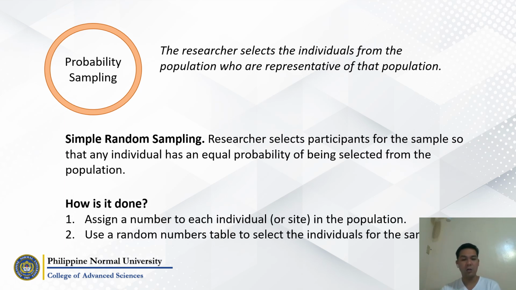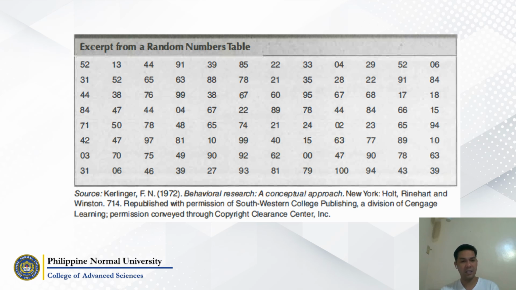To do this, usually the researcher would assign a number to each individual or the site in the population. Then he can create a chart or a table that uses random numbers and select the individuals for the sample. This is an example of a random number table wherein each participant is assigned a unique number, and then the researcher would just pick out a certain number, and once that number is selected, it will have an equivalent name of a participant.